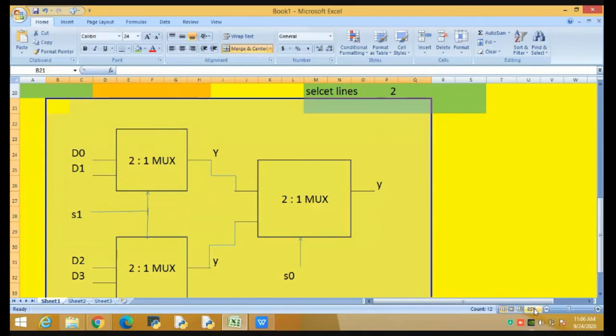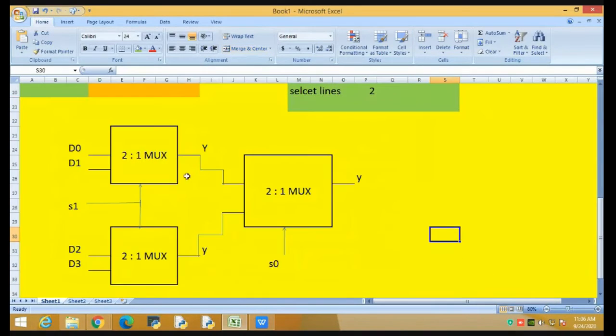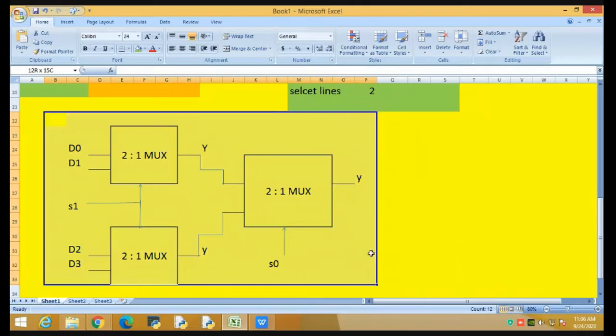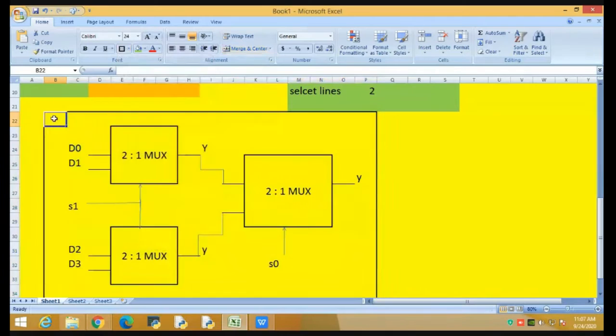Now I can define this diagram. This diagram is nothing but a 4 to 1 mux using 2 to 1 mux. Are you able to understand this?